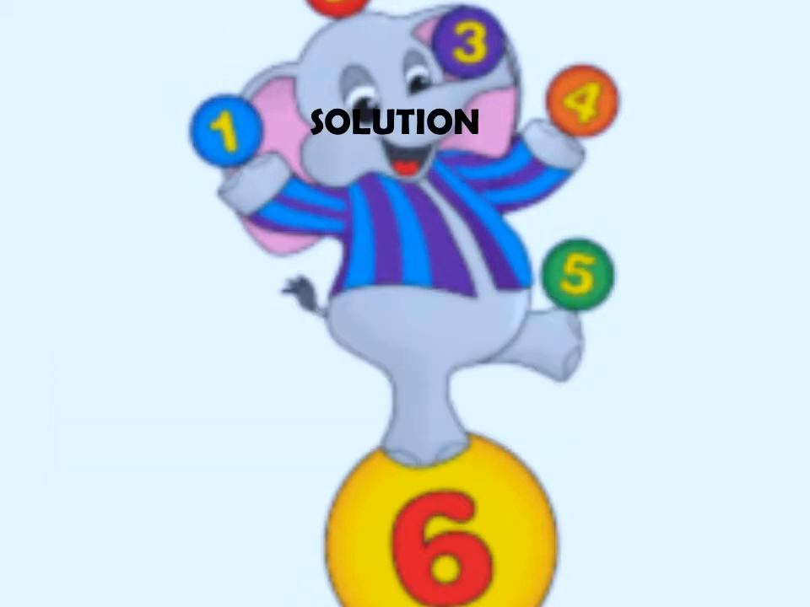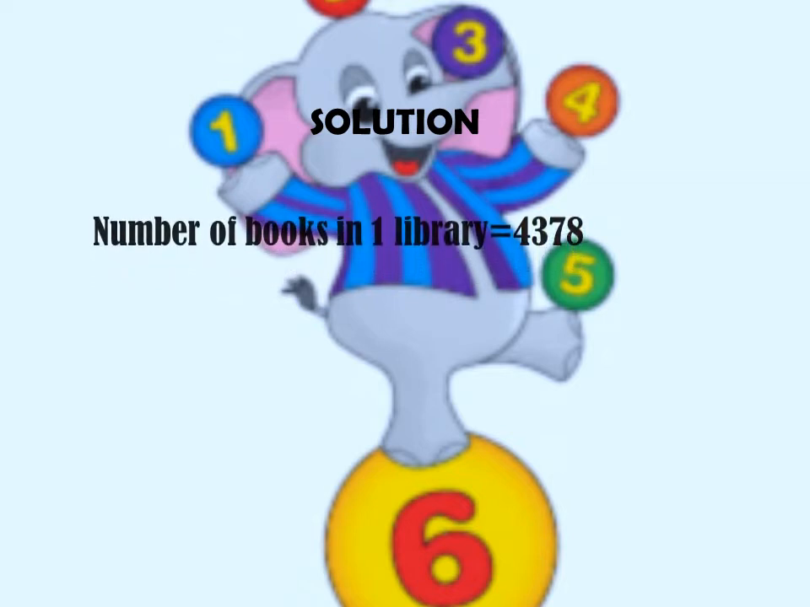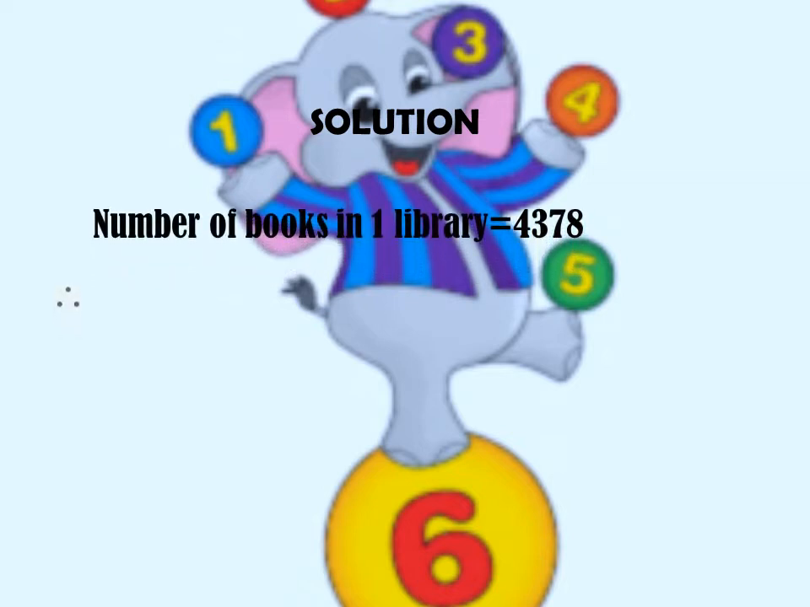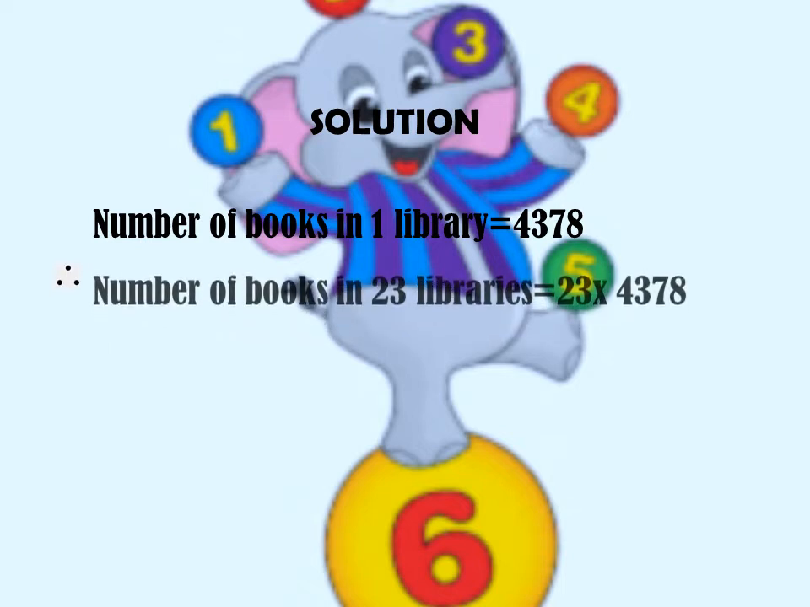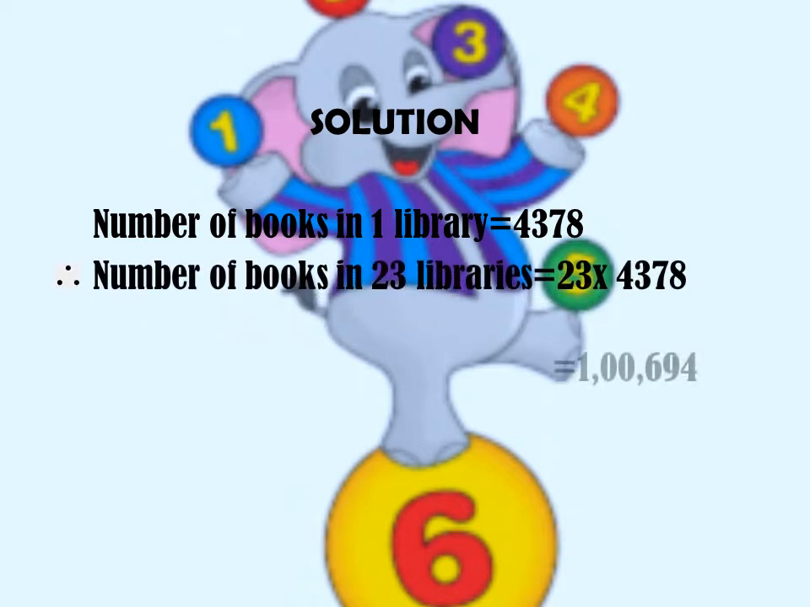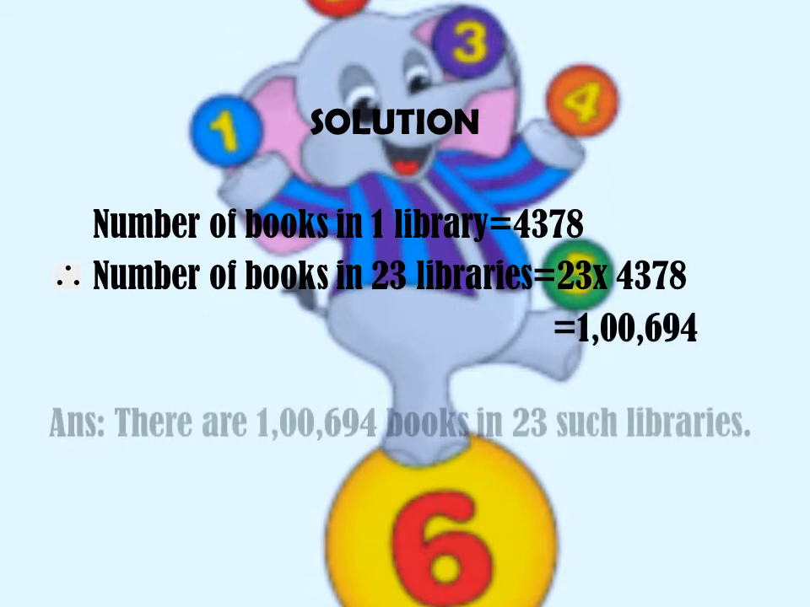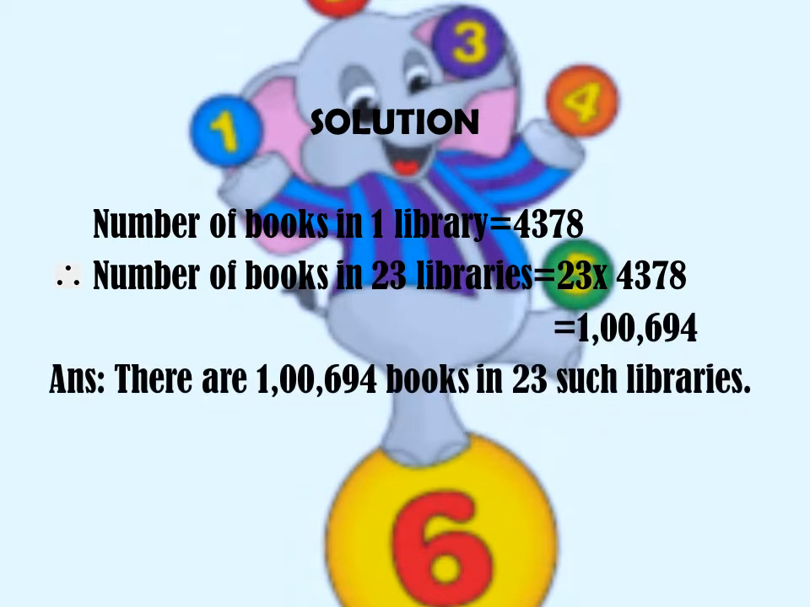So after we have read the sum and understood the sum, we understand that from 1 to many, it is always a multiplication operation that we need to do in this particular sum. We need to multiply. The operation would be multiplication. Now, one library will have 4,378 books. Two libraries will have 4,378 plus another 4,378. Three libraries will have 4,378 plus another 4,378, and it goes on. The addition goes on. So, repeated addition is also called multiplication.